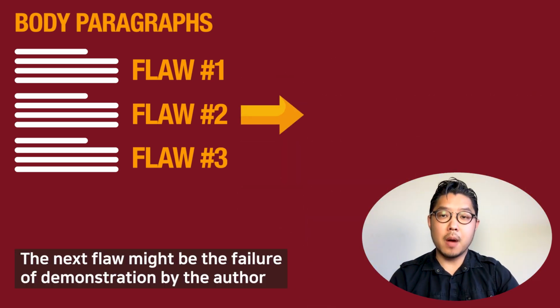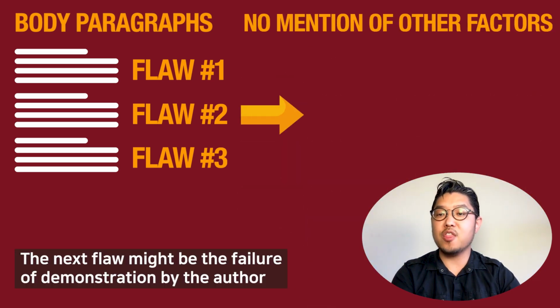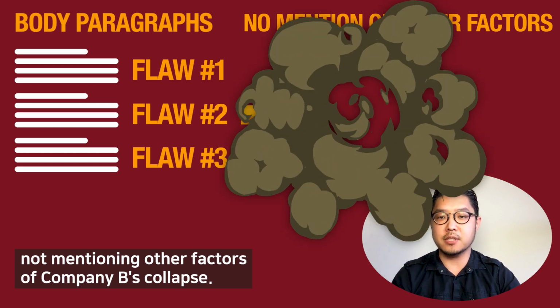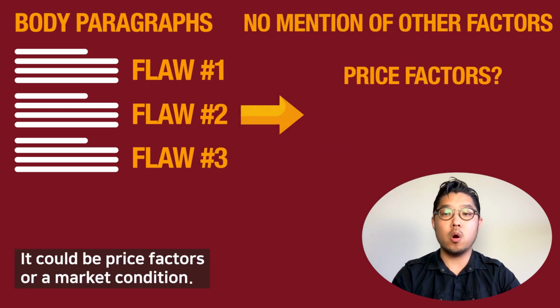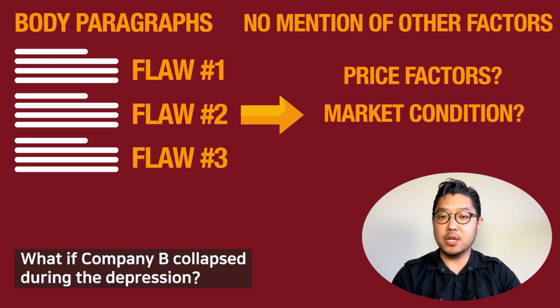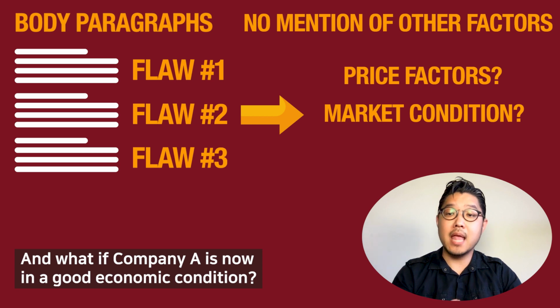The next flaw might be the failure of demonstration by the author, not mentioning other factors of Company B's collapse. It could be price factors or market condition. What if Company B collapsed during the Depression? And what if Company A is now in a good economic condition?